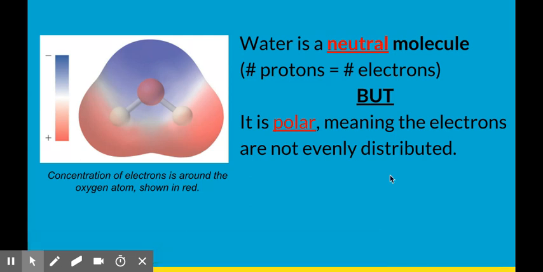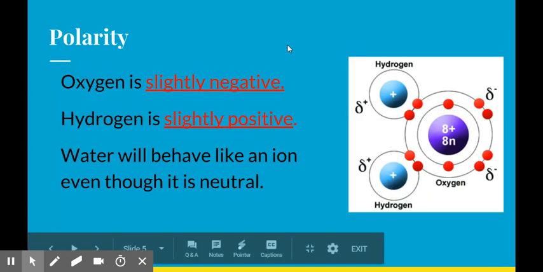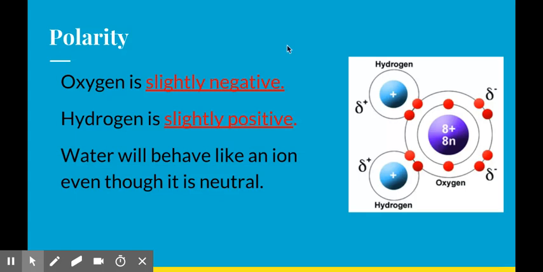More around the oxygen, oxygen acts negative. So big idea here, oxygen is slightly negative because of that concentration of electrons around it. Hydrogen acts slightly positive. This allows water to act like an ion. It behaves as though it's charged, even though it's not.